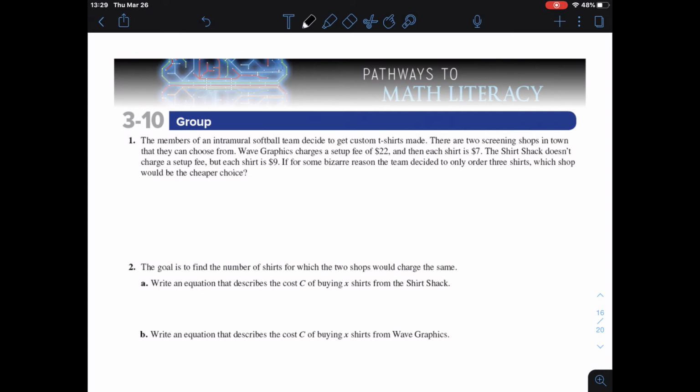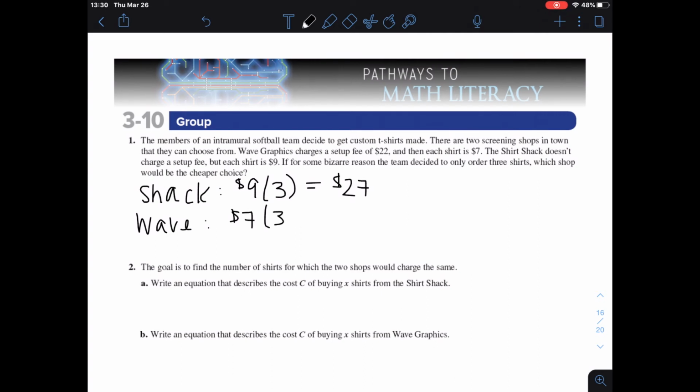So let's first look at the Shirt Shack. That one's a little bit simpler. You're going to order 3 shirts. It's $9 per shirt, so it would be $27 to order 3 shirts from the Shirt Shack. For the Wave, they charge $7 per shirt, so it'd be 7 times 3. But then they charge you that $22 setup fee. So in total, you're going to spend $43 if you go to Wave Graphics for 3 shirts. So the Shack is definitely cheaper.